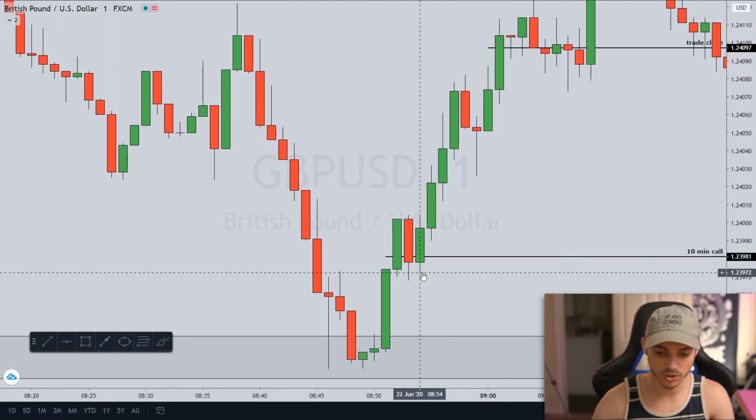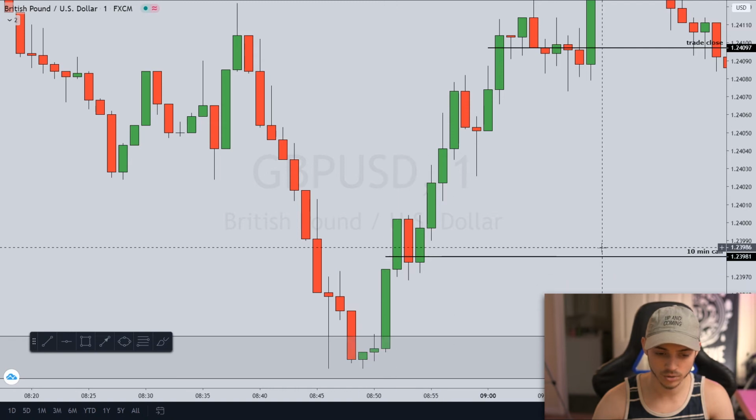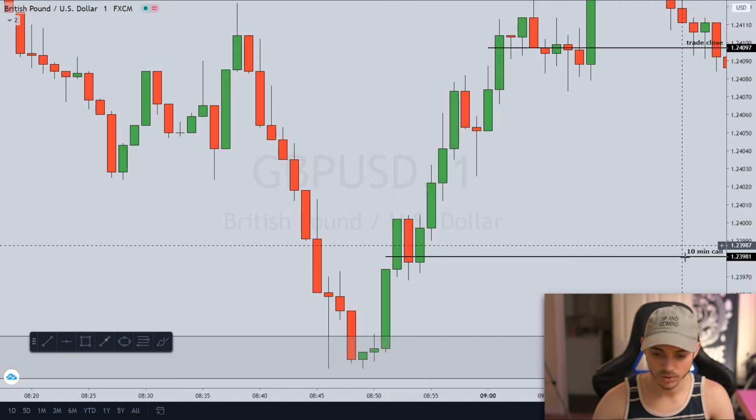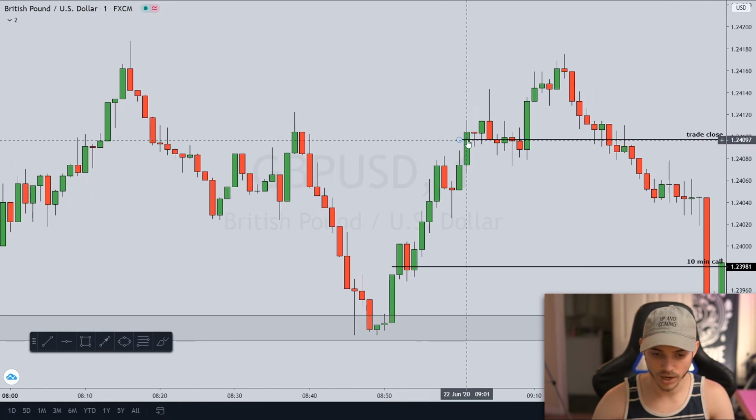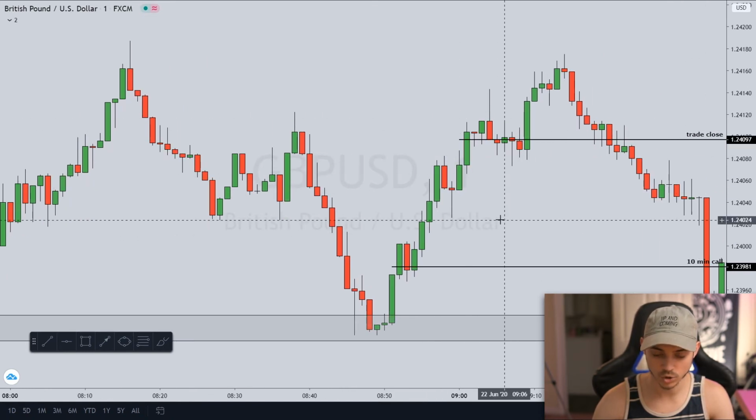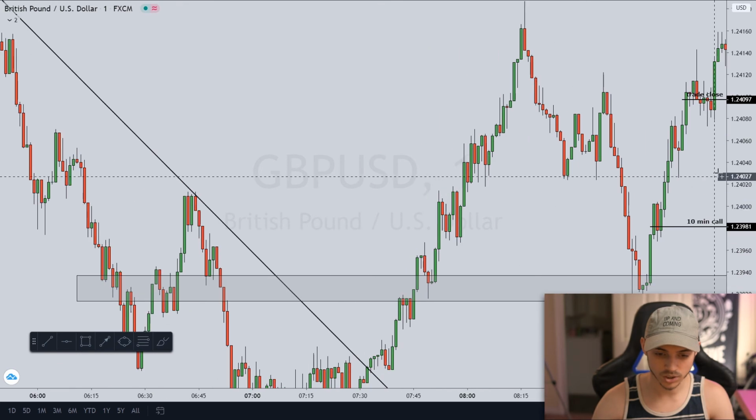So we went ahead and took our 10-minute call after that candle closed right here where this line is. You can see where it says 10-minute call. And then 10 minutes later, price closed up here at this candle. You can see where it says trade close. So this was a really easy trade.